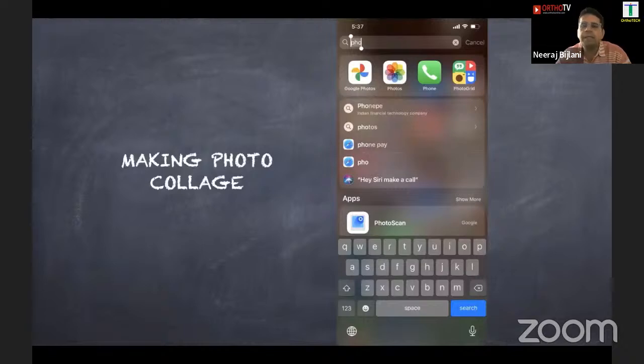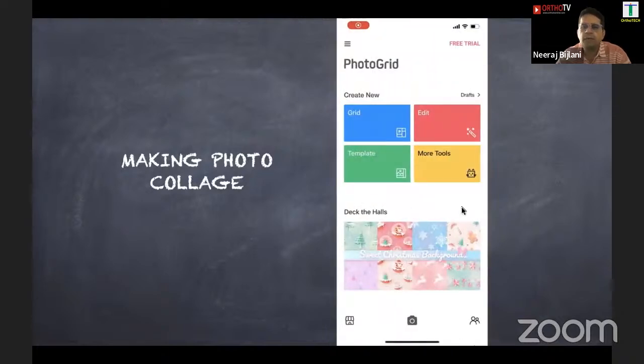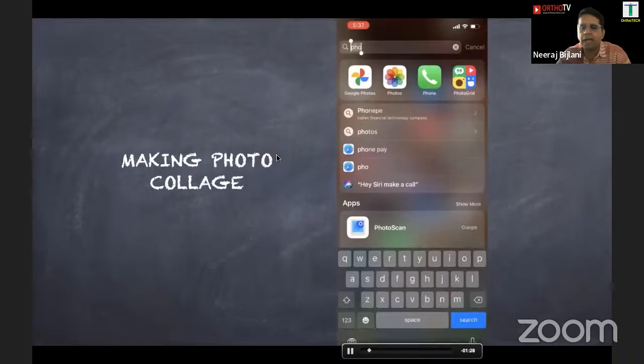Then I come to something called making a photo collage. Sometimes we don't need to send separate photographs. It becomes too much to send on WhatsApp. So it is always easy to make a photo collage of one or two photos and send it. So it's for a better explanation. For that, I use an app called Photo Grid. It is a third-party app available on Android and iPhone both.